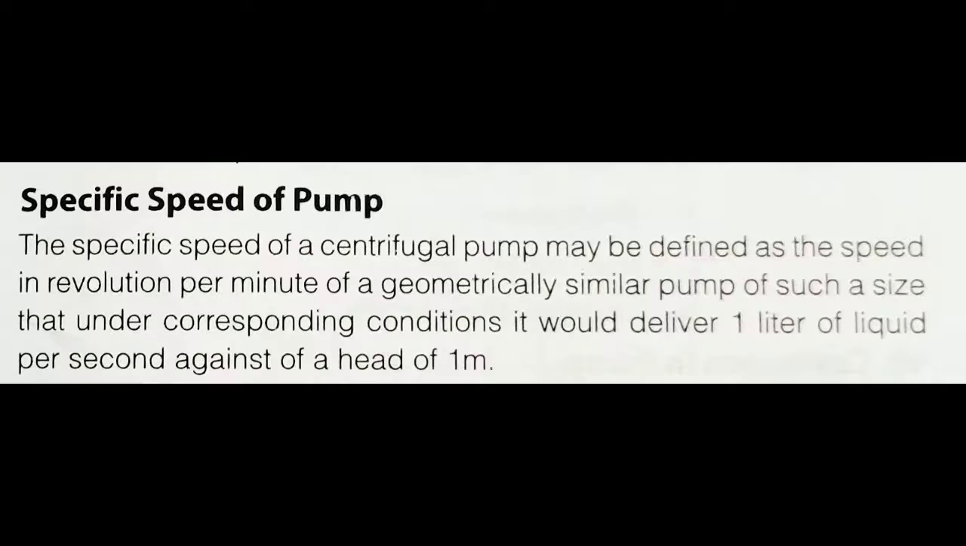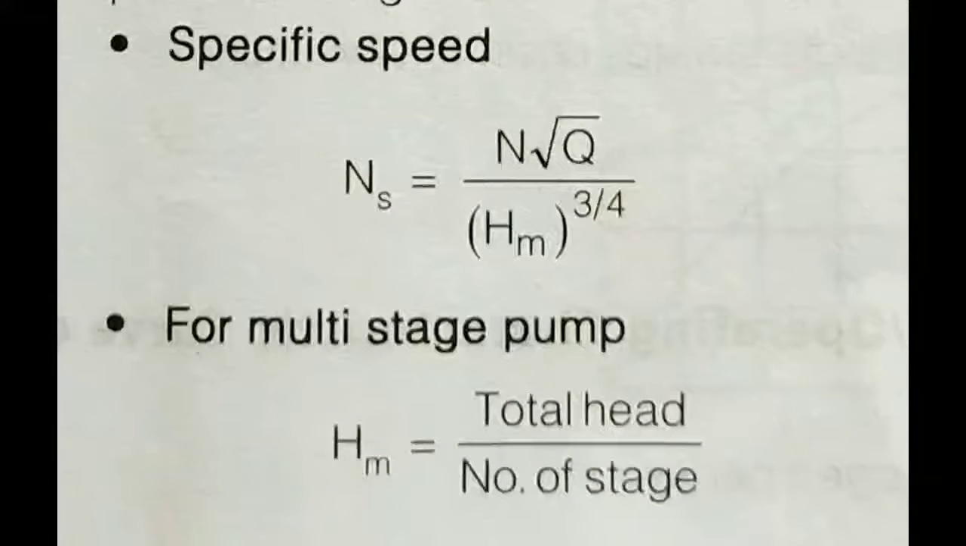Next is specific speed of the pump, same as that of the turbine. The specific speed equation is Ns equal to N root Q by Hm raised to 3 by 4. For a multi-stage pump, Hm equal to total head by number of stages.